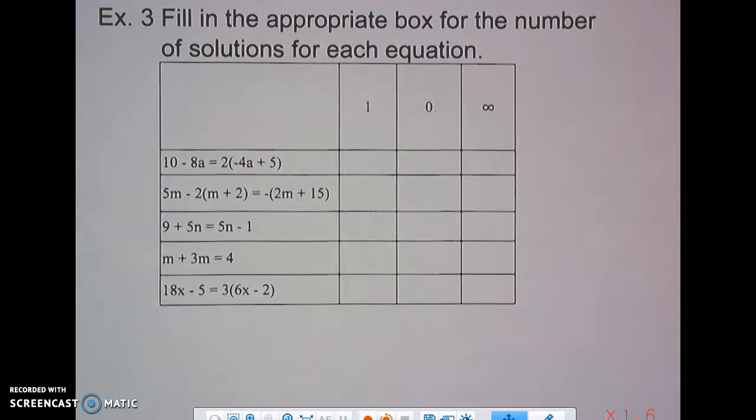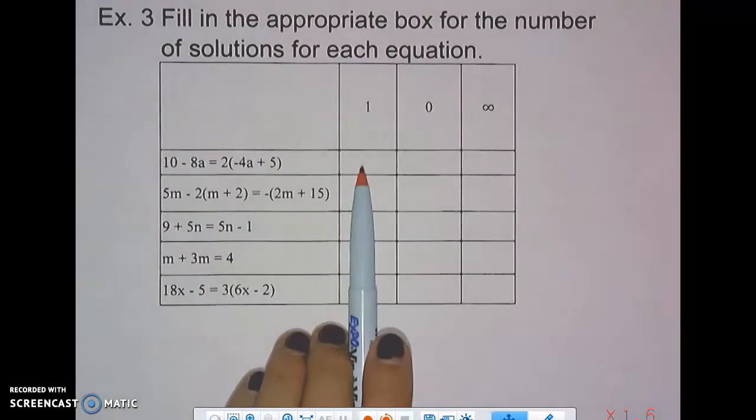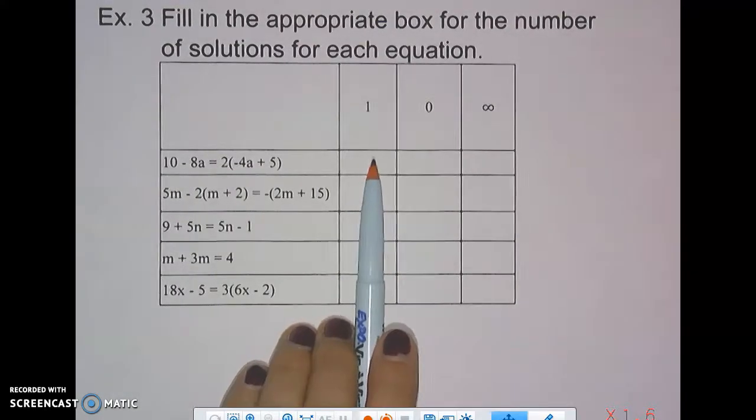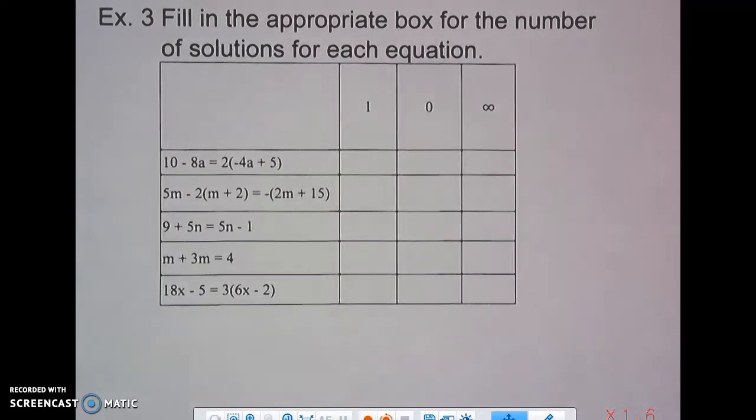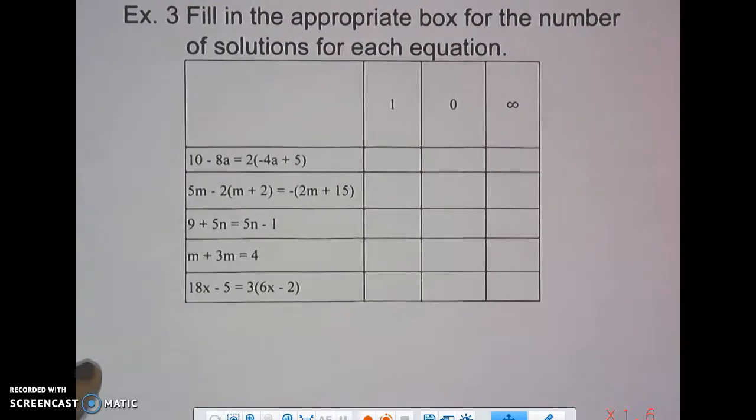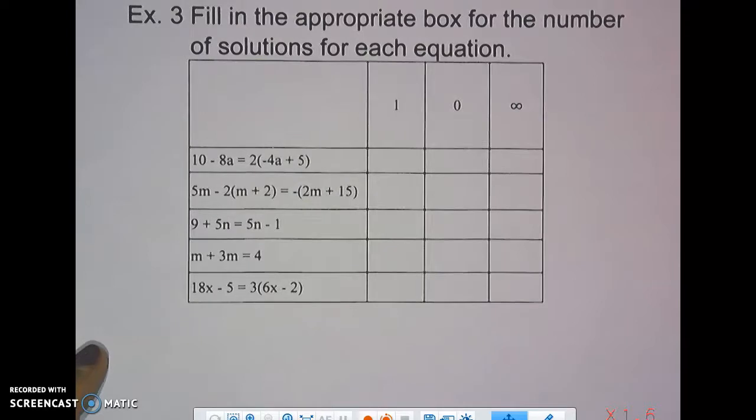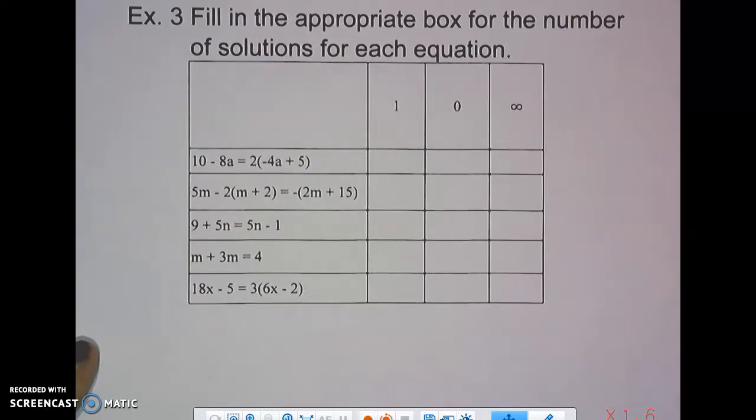So this one asks us to fill in the appropriate box for the number of solutions for each equation. So there are 5 equations here, and we need to put a check or an X in 1, 0, or infinite for each of these questions. So ultimately, that doesn't mean we need to solve every single one of these all the way down. We just need to make sure that we're solving it enough to be able to determine if it's same coefficients or different, or same constants or different.